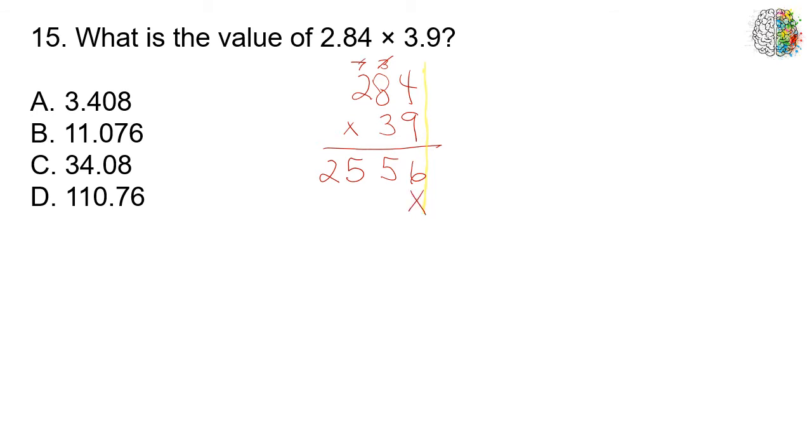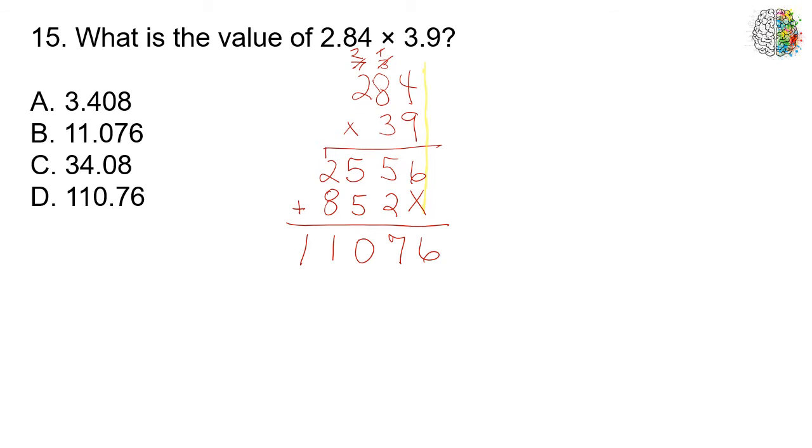3 times 4 is a 12. 3 times 8 is 24, plus 1 is 25. 3 times 2 is 6, plus 2 is 8. Now I'm going to add 6, 7, 10. 8 plus 2 is 10, plus 1, which is 11. So now I've got 11076. So now the next step is to figure out where my decimals go.